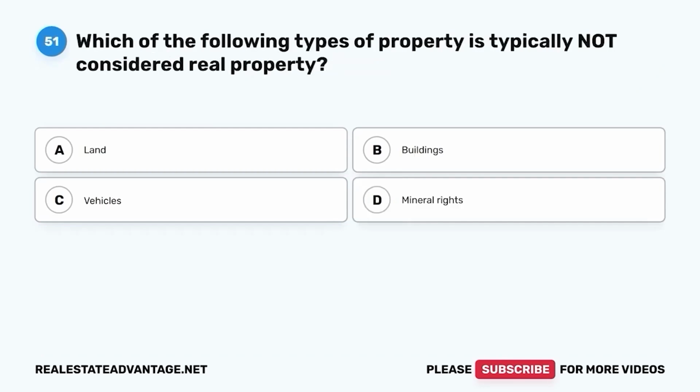Question 51. Which of the following types of property is typically not considered real property? A. Land. B. Buildings. C.